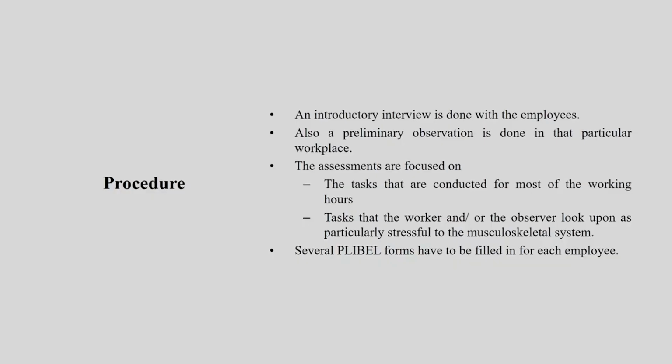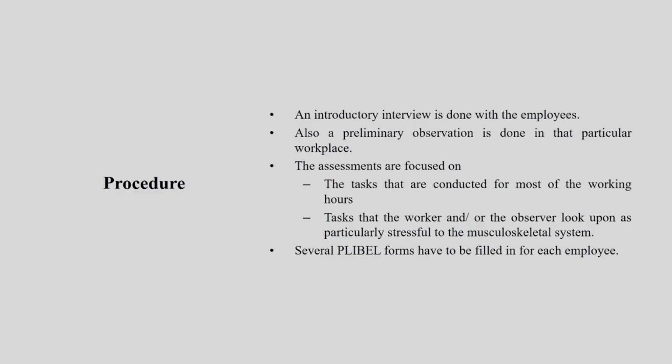The second is the task that the worker and the observer look upon as particularly stressful to the musculoskeletal system; then only you choose the task. So initial observation and initial interview are a very important and impacting factor of this checklist, and they will actually have an impact on the result of the PLIBEL. So, these two considerations need to be there. First, which task you conduct for most of your working hours, and from the preliminary observation, if you find a task which is stressful to the musculoskeletal system, then only you choose that particular task.